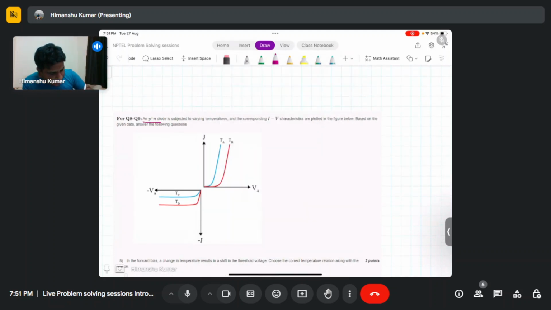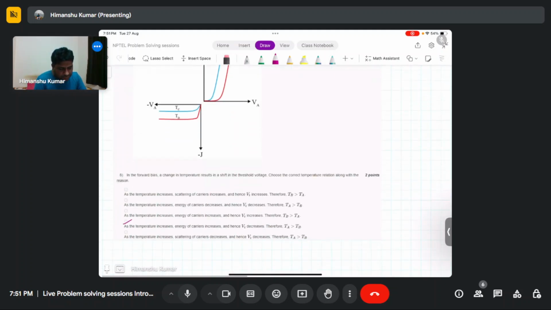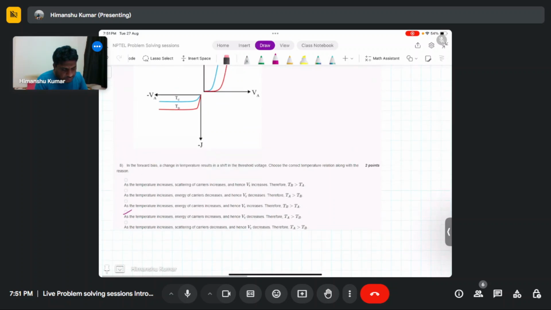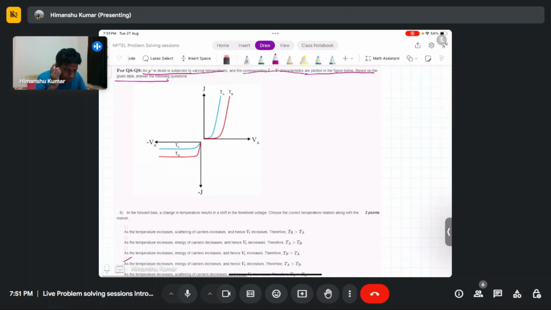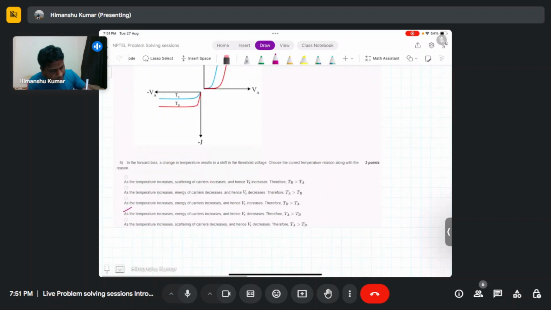A PN junction diode is subject to varying temperature and the corresponding IV characteristics are plotted in the figure below. Based on the given data, answer the following question. In the forward bias, what will happen? A change in temperature results in a shift in threshold voltage. Choose the correct option along with the reason.